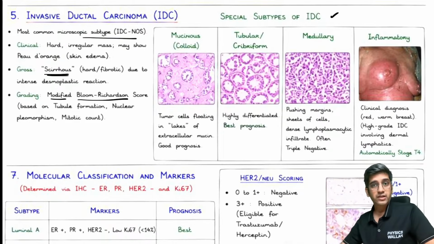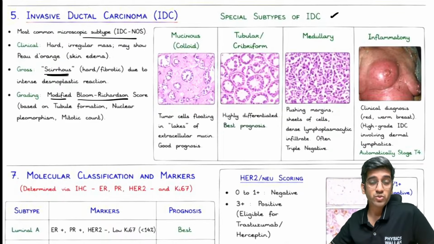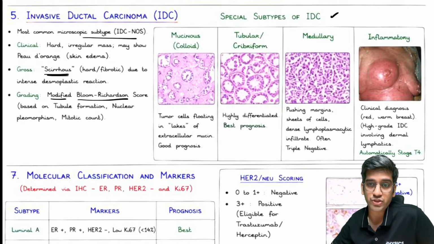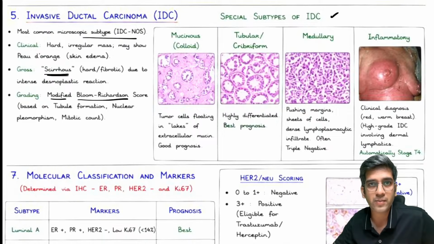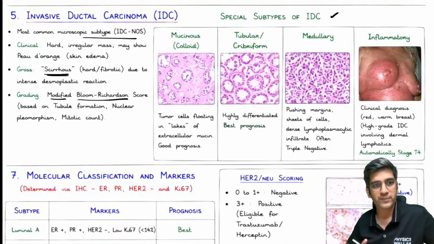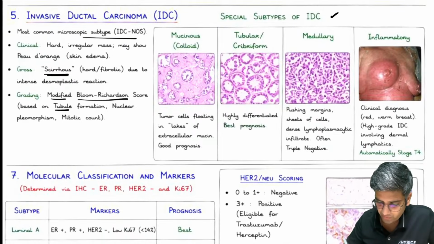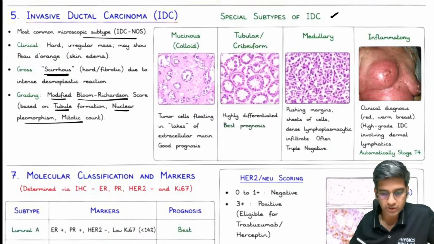Normal breast epithelium is not positive, but these tumor cells, Paget cells, are positive. Normal nipple areola squamous epithelium is also not positive for HER2. Fine. Okay. So it's based on tubule formation, nuclear grade, and mitotic count, right?